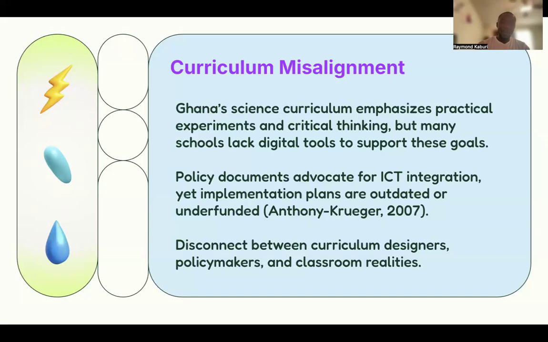And this was research by Anthony Krager, 2007. There's also a disconnection between curriculum designers and makers, as well as classroom realities. Like I said, the leaders and policymakers are designing and talking, there's a document, the curriculum is there saying we need this, we need this. But for the real issues in the classroom, they are not formulating the right regulations and policies to help it into implementation in the real classroom environment.